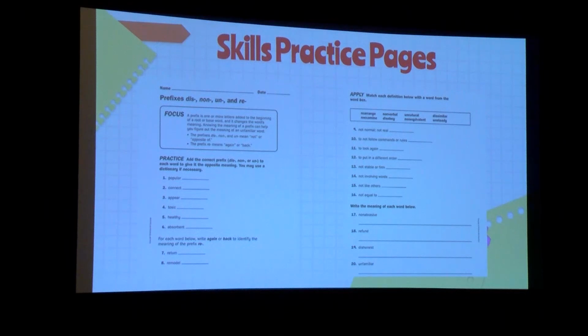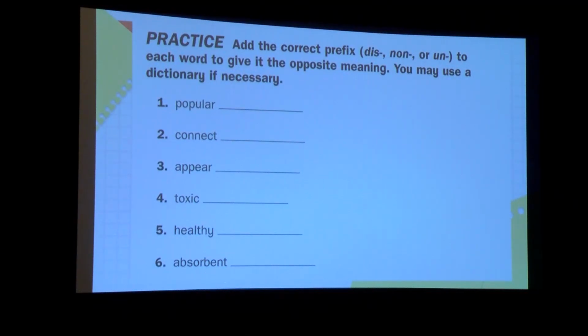So I'm going to go back real quick because I want to point out something to you at the top. The very top gives them a refresher on the focus that we are going over for that week. So it will include the definition of what a prefix is. It will also include the definition of the root or the base word. And then it will give them examples of the prefixes. So it may be that we go over the first 6 together. And this should pull up the first 6. So it says practice. It says add the correct prefix to each word to give it the opposite meaning. You may use the dictionary if necessary.